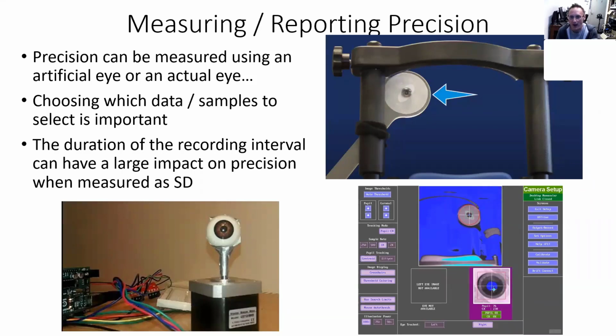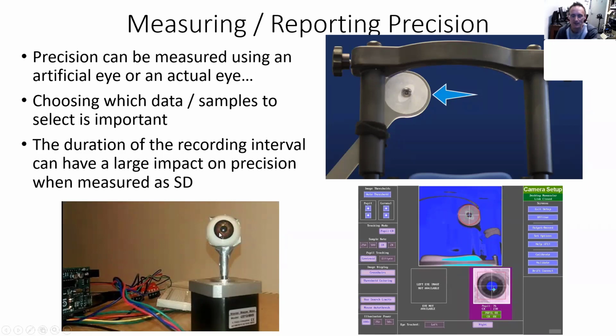I can't wave my hands and say, oh, the oculomotor system is inherently noisy, because you're not measuring an oculomotor system, you're measuring an artificial eye. We provide artificial eyes with our systems that you can use for this, that have known pupil diameters and things like that. But you can buy artificial eyes.